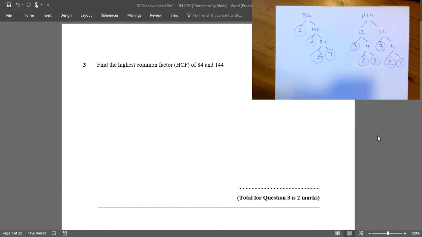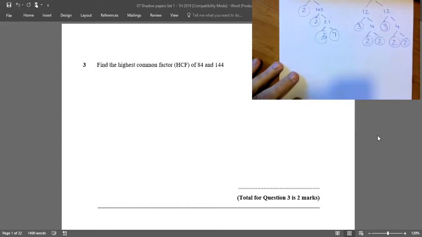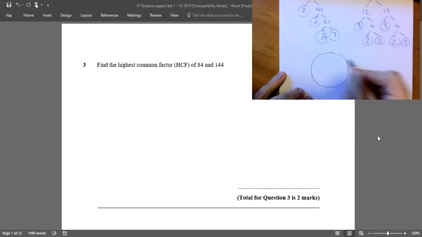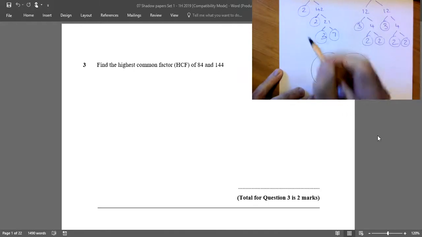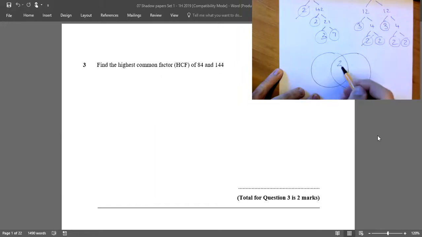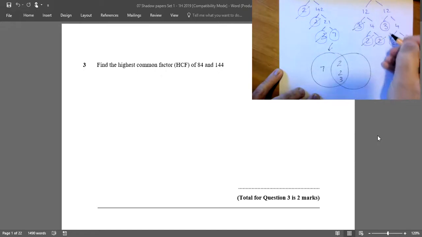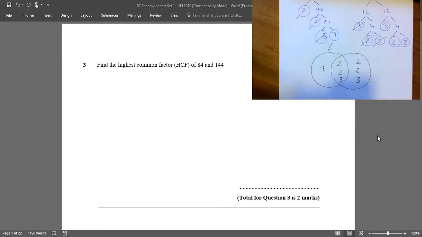So now I'm going to do my Venn diagram. Okay, so this 2 is common with one of the 2's over here. This 2 is common with the 2 over here. 3 is common with this 3. 7's got no friends, so it comes over here. The 3, 2, 2 can all live over here. So we should remember that our highest common factor is the intersection, is the overlap. Okay, so my highest common factor is 2 multiplied by 2 multiplied by 3, which equals 12.